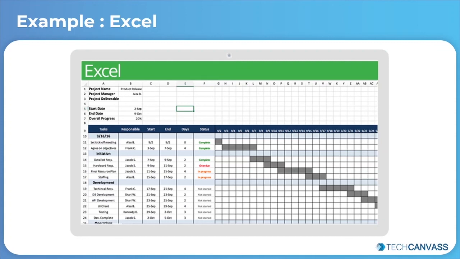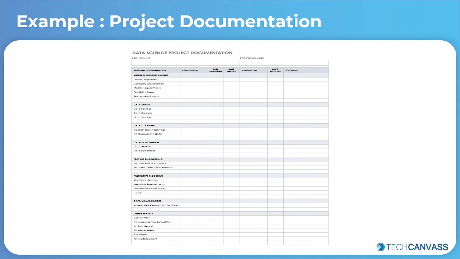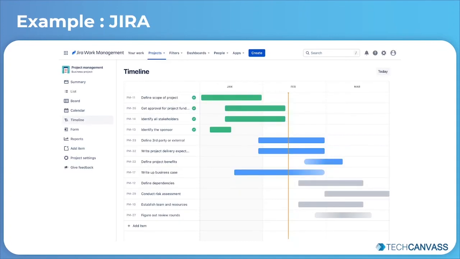The next example is Excel. Excel can be a best tool to track the schedule of a project. The third example is a work breakdown structure. Here, you break down the work into different levels. Another example is project documentation. Here, you can put in the details of the project documents, when it is requested, whom it is requested by, the date it is needed, and other details. Another example is Jira. This is how a Jira board looks like.